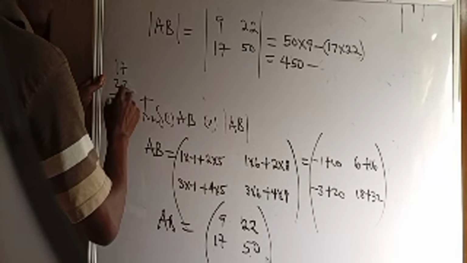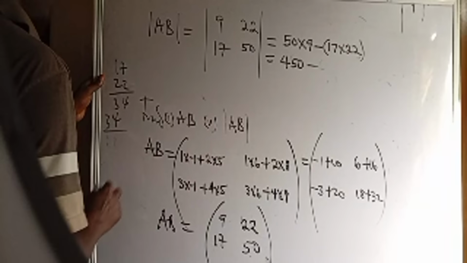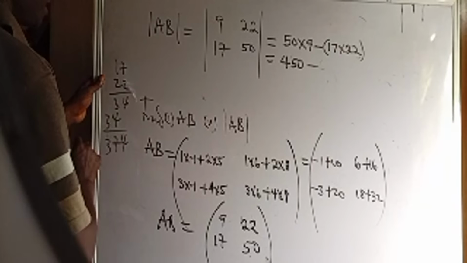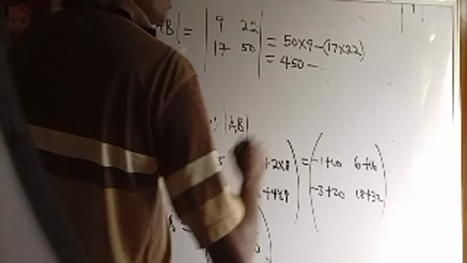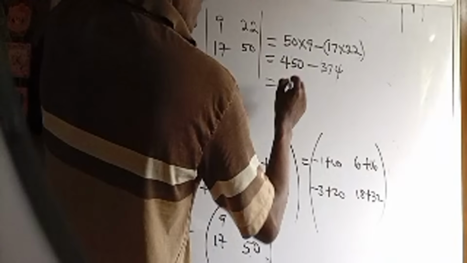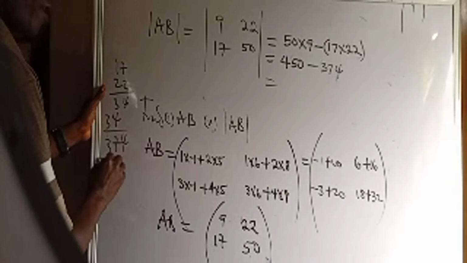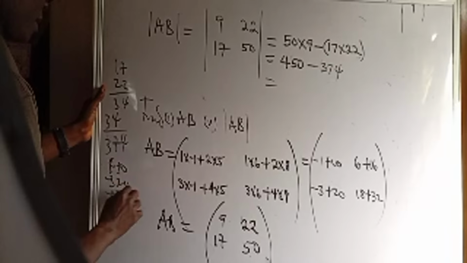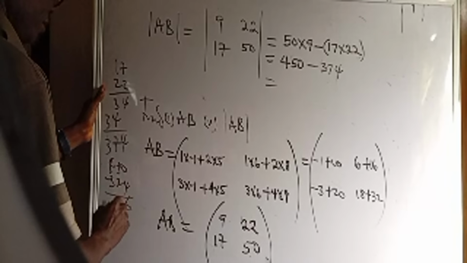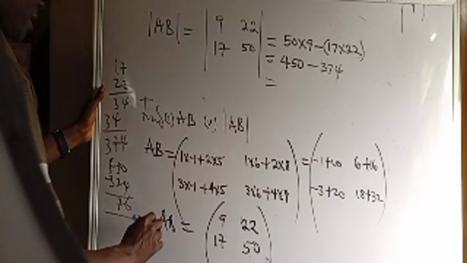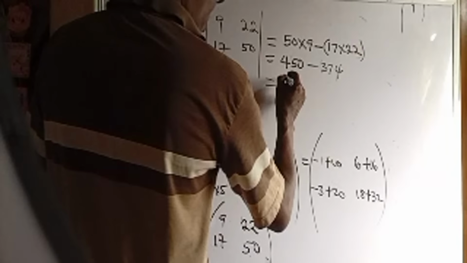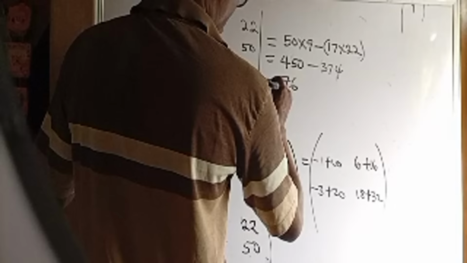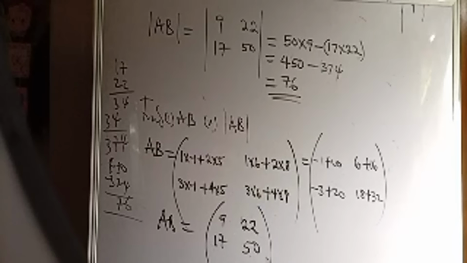This is 34, 14, 3. Okay, 374. I think that is correct. So 450 minus 374 is 76. So the determinant of matrix AB is 76.